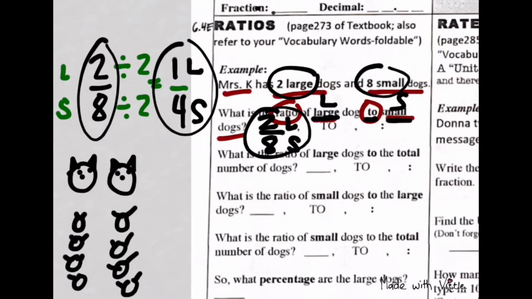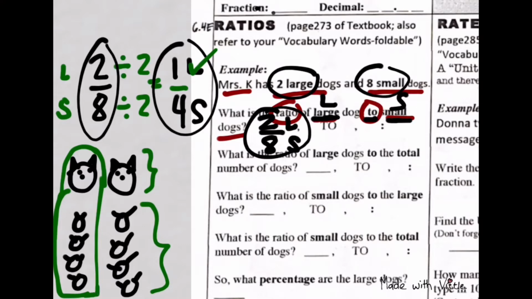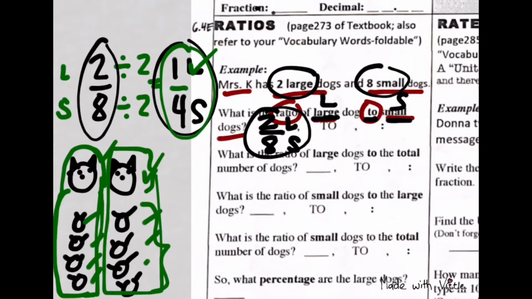Yes. So let's say this is your 8 small dogs and this is the 2 large dogs. Then let's group them. For every 1 large dog, there will be 4 small dogs. This is your 1 to 4. And also the other one, for 1 large dog, there will be 4 small dogs. And altogether, that is still 2 large dogs and 8 small dogs. Okay? So your 1 to 4 is still equivalent to your 2 to 8.